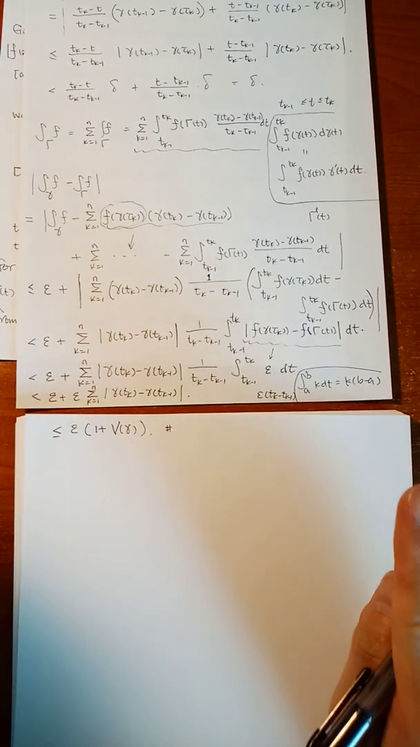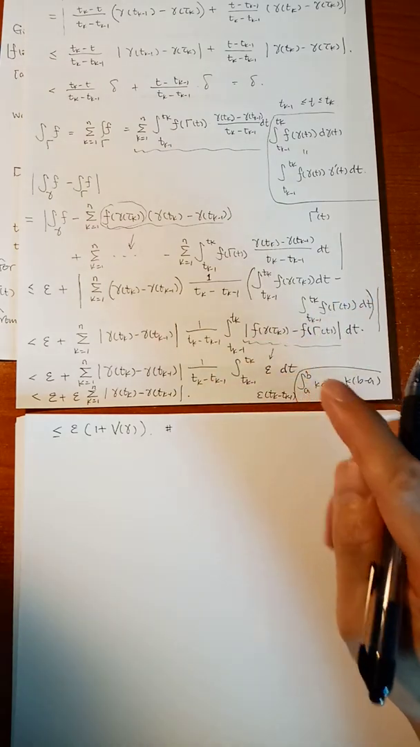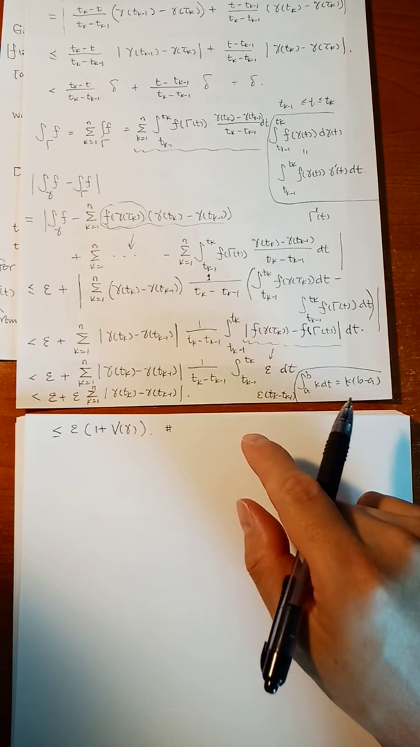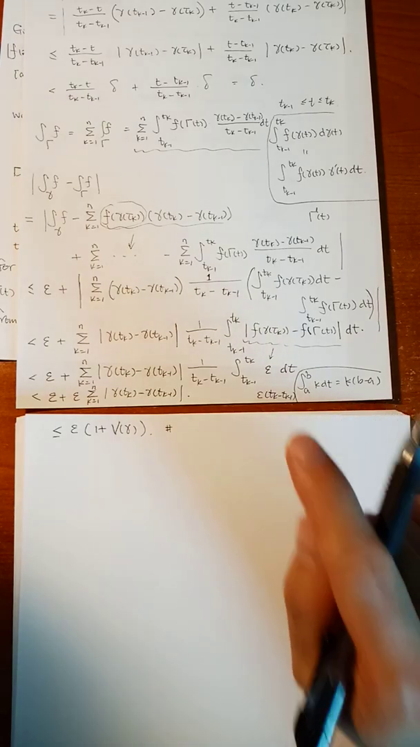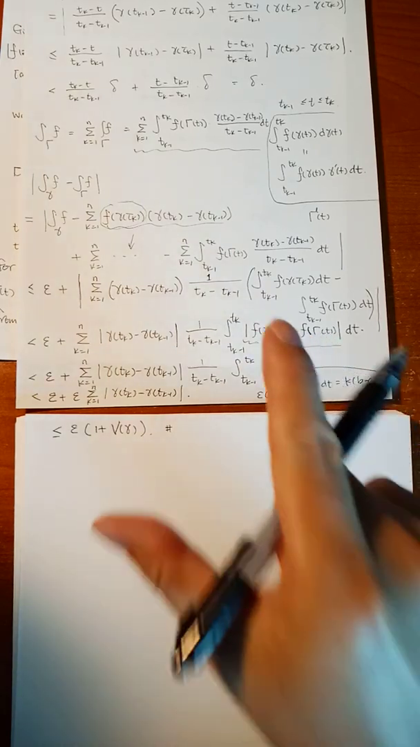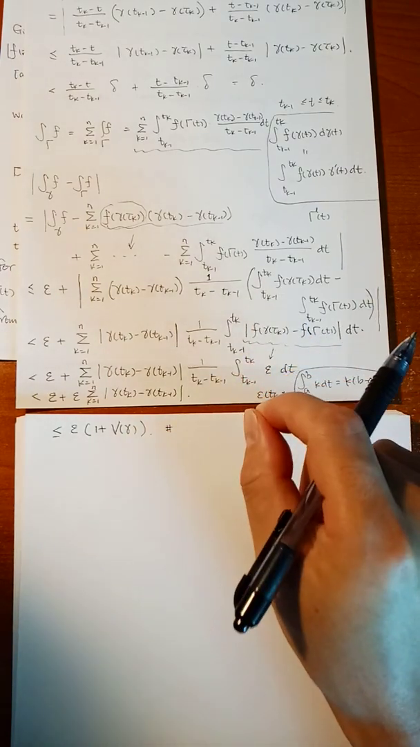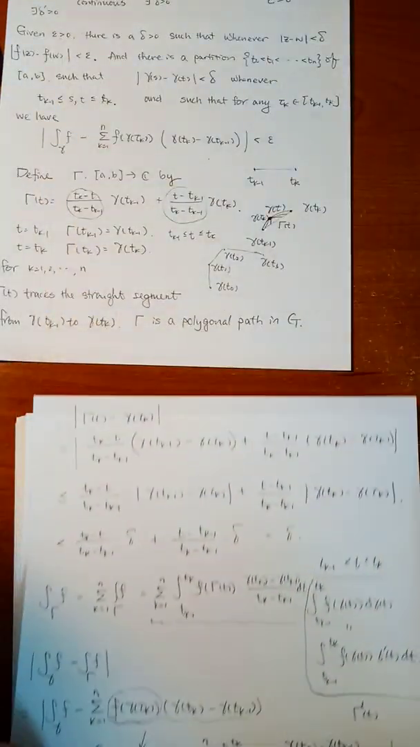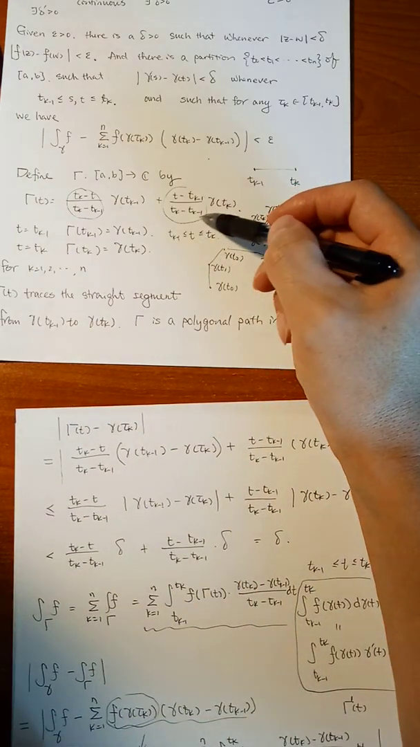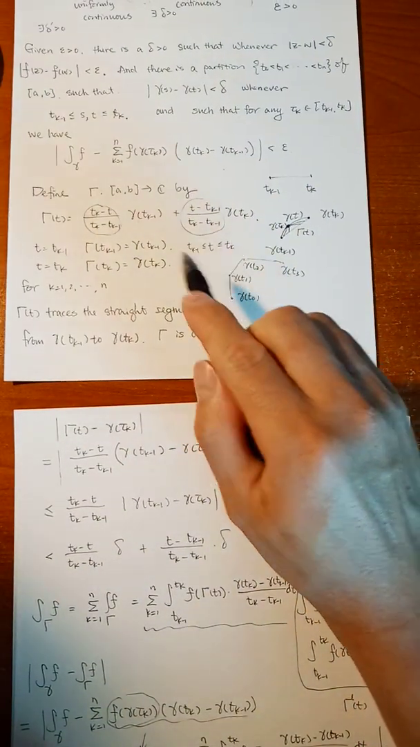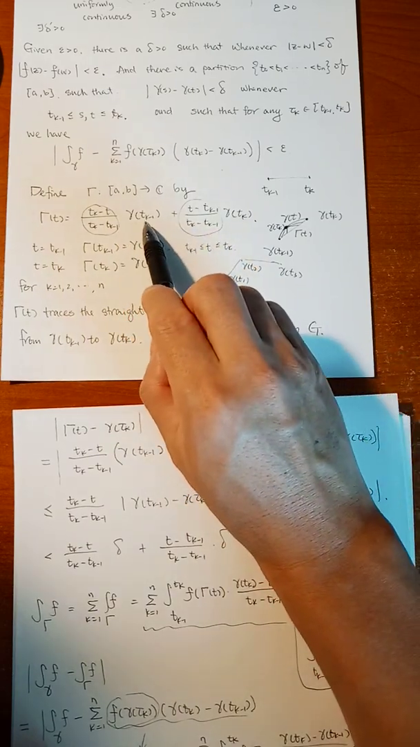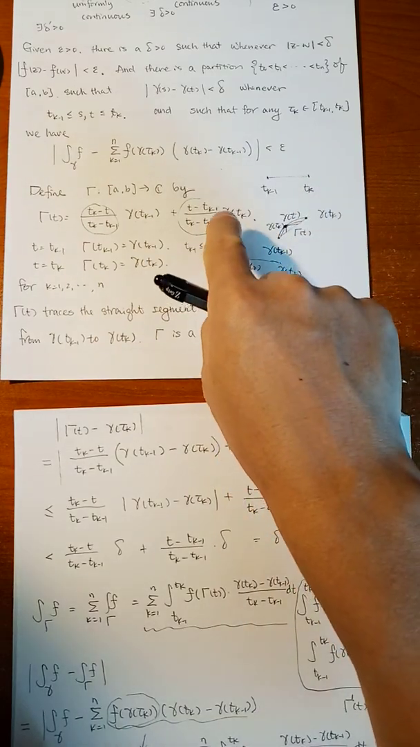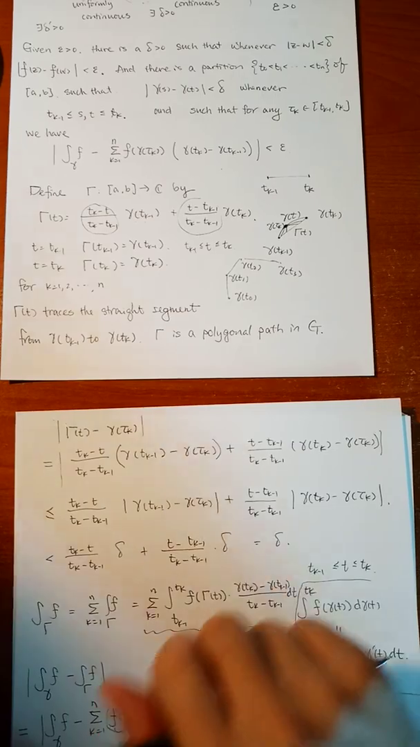In this whole part, what kind of property do we use? We only use that you have 2 points, you can connect them. That is the property of a convex set. Here we are going to use a straight segment to connect 2 points, gamma tk minus 1 and gamma tk. This is a convex set. That's why I said at the beginning, we can assume G is just a convex set.